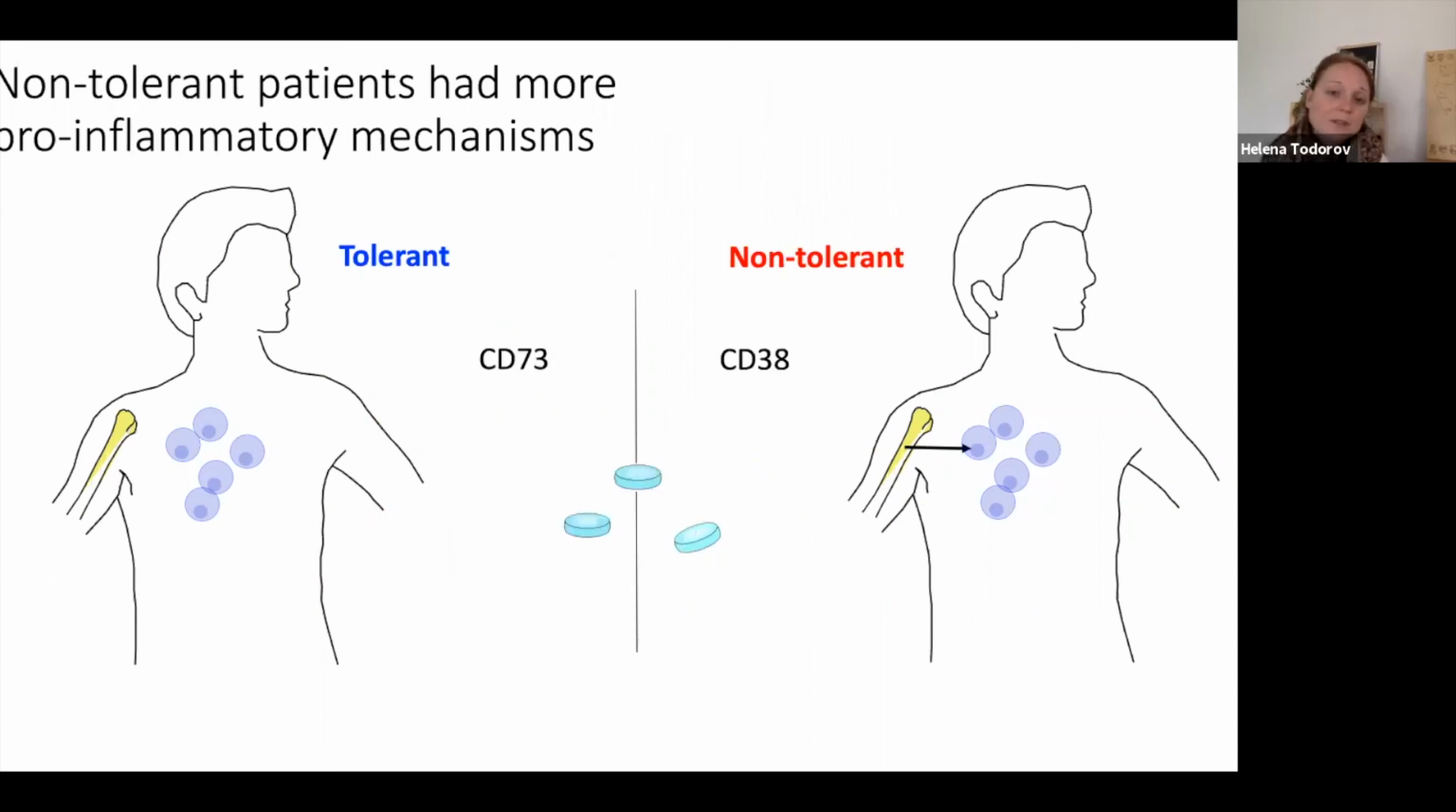And so we found a certain amount of molecules that could explain this. And the idea now is that we study these different molecules that we identified in more detail, because they might give us the possibility to, at some point, develop drugs that would prevent patients from being non-tolerant to this graft.